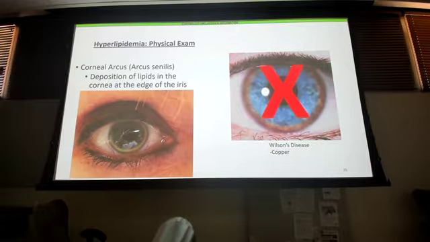And then we talk about how you can get LDL cholesterol deposition in the cornea itself, and that can lead to this yellowish ring around the eyeball, and that is lipid. Don't confuse this corneal arcus with Wilson's disease or the Kaiser-Fleischer rings, which is a copper deposition in the cornea.